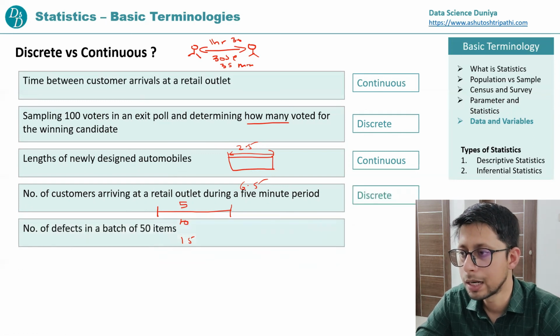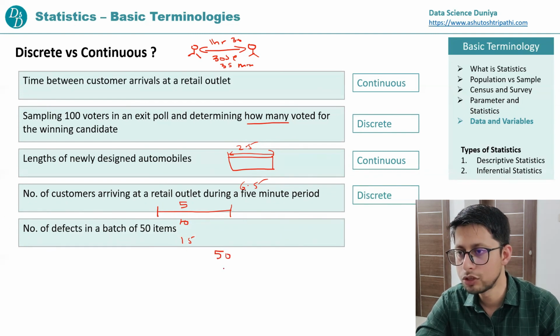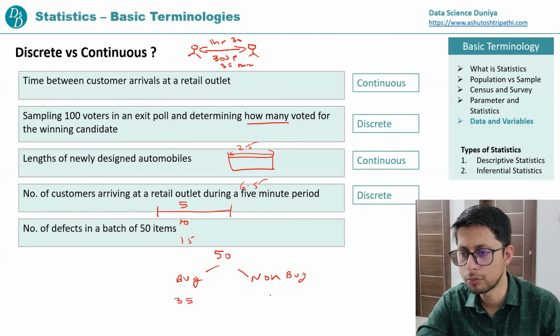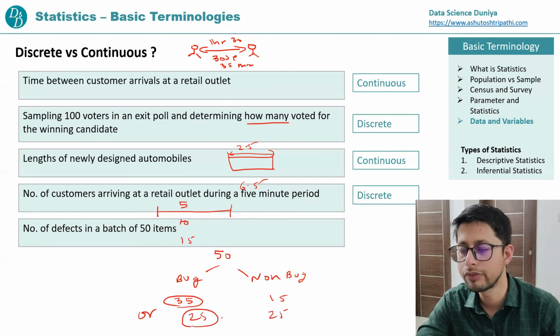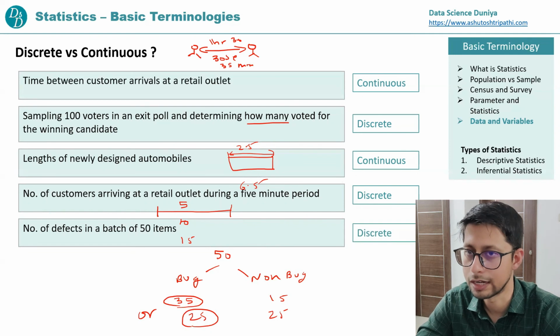Then another, like number of defects in a batch of 50 items. So there are 50 items, and you need to identify what are buggy and what are non-buggy. You can easily count, right? For example, if 35 are buggy, then 15 will be non-buggy, or there are 25 buggy and 25 non-buggy. Basically what I am trying to say is you can easily count them, right? There will be a fixed number at the end ultimately. So that's why this is also a discrete variable.